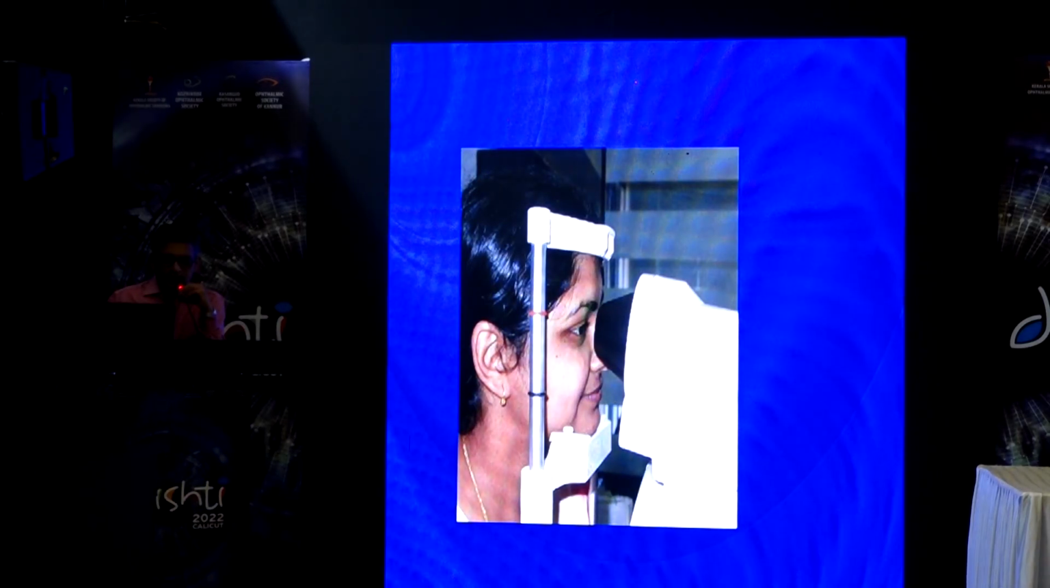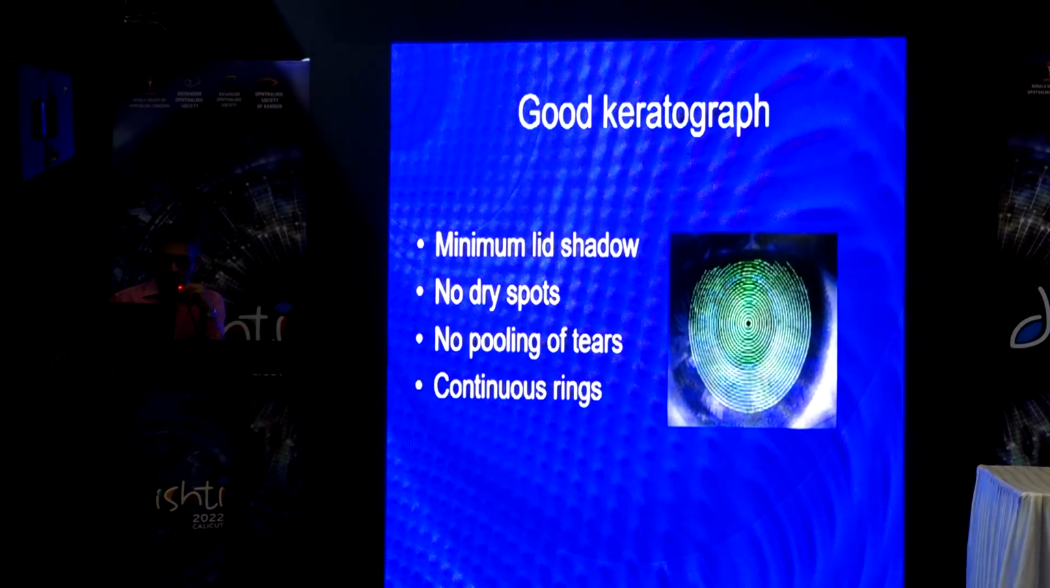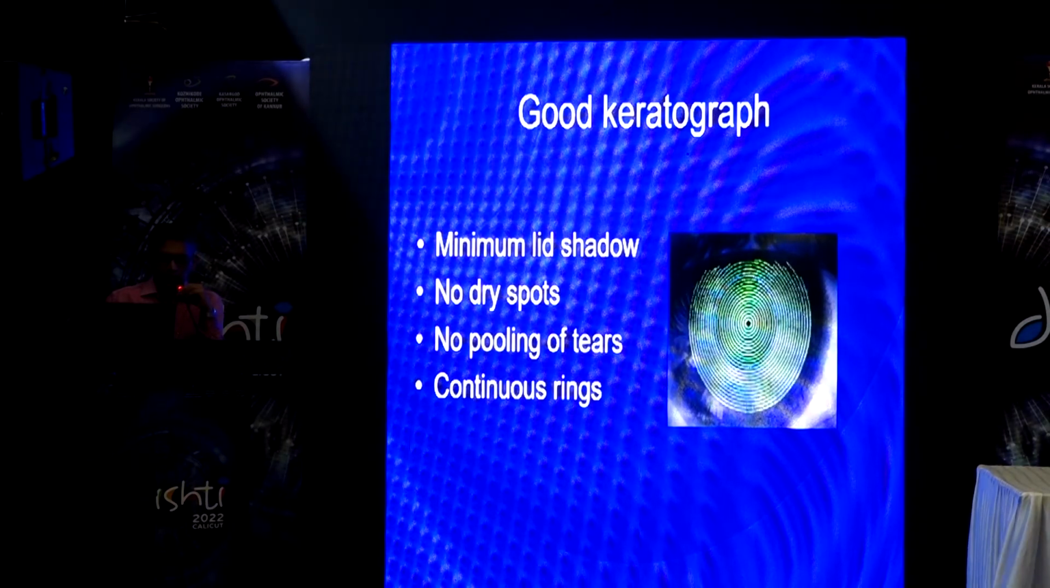So it's very vital that the patient is aligned properly. The lateral canthus should be aligned to the lateral canthal marker. And when you have a good keratograph, there is only minimal shadow. There are no dry spots. You can see the rings all around. So you have to look at this before you procure or save the image. That's very important. There should not be any pooling of tears, and the ring should be continuous.